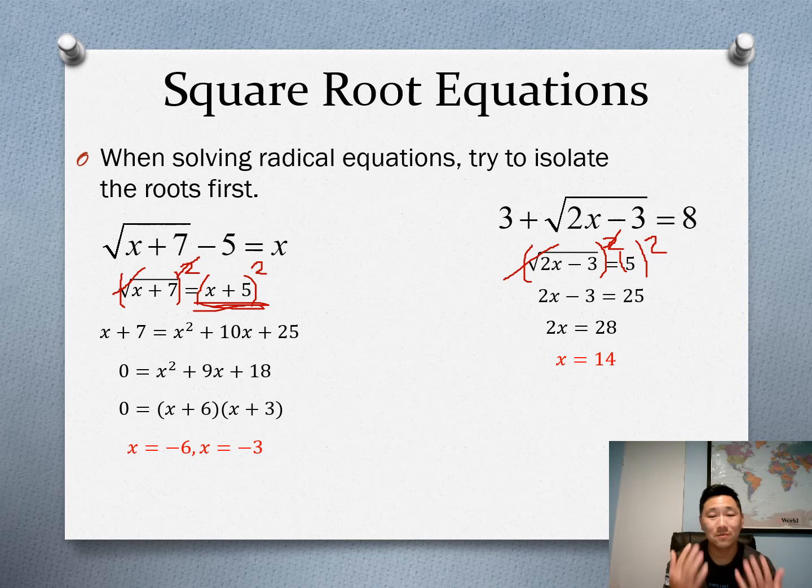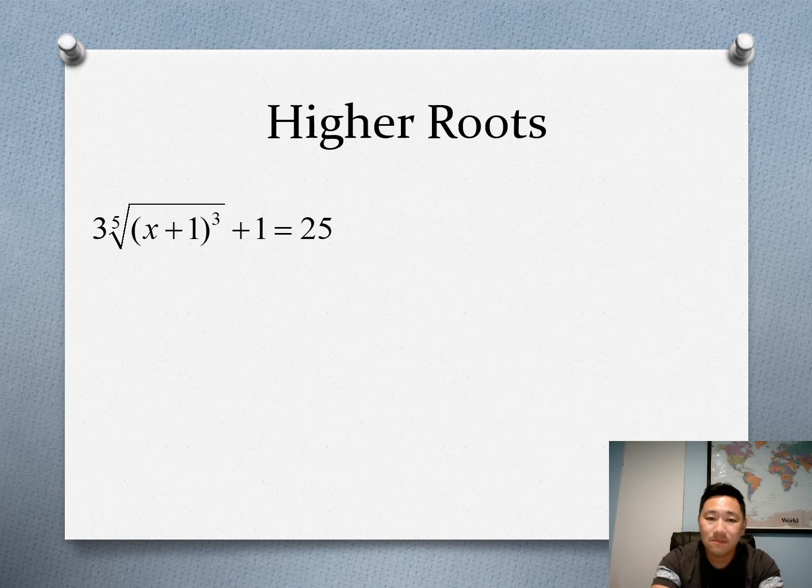All right, so that one was a little bit more complicated, but still pretty fun to do. What about higher roots? Notice this is no longer just a square root, but it's a 5th root. Makes it a little bit more interesting, but still doable. Same thing, you want to isolate the root. You want to get rid of everything around it. So if you notice, there's actually a few things around that root. You have a 3 in front of it, and then you have a 1 behind it.